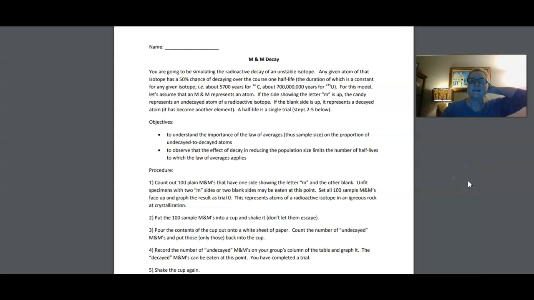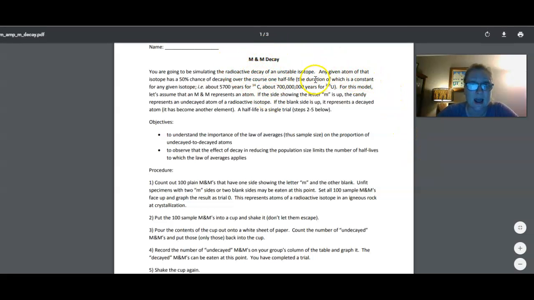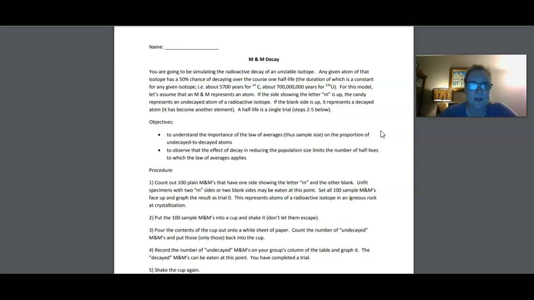Hi, biology friends. Yes, it is time to take a look at your radiometric dating data and take a look at the lab, a little bit deeper description of what's going on. So you should have this in front of you while you're looking over this video, your M&M Decay lab, radiometric dating. That was a link earlier in the week, and you can print that out and follow right along with us. So what are we talking about when we look at radioactive dating?